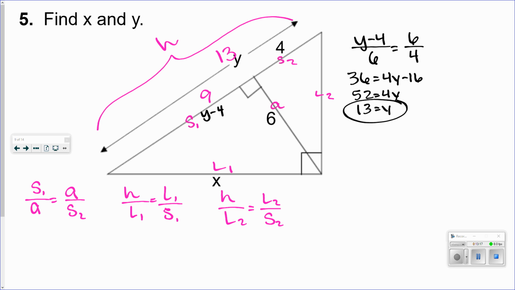X is leg 1. Do you have enough information to just use that proportion, like the leg 1 proportion, the middle one? Do we have a hypotenuse? Do we have a segment 1? Yep, we have numbers for both of those. Okay. Then that means our hypotenuse is 13. Leg 1 is x, and segment 1 is 9.